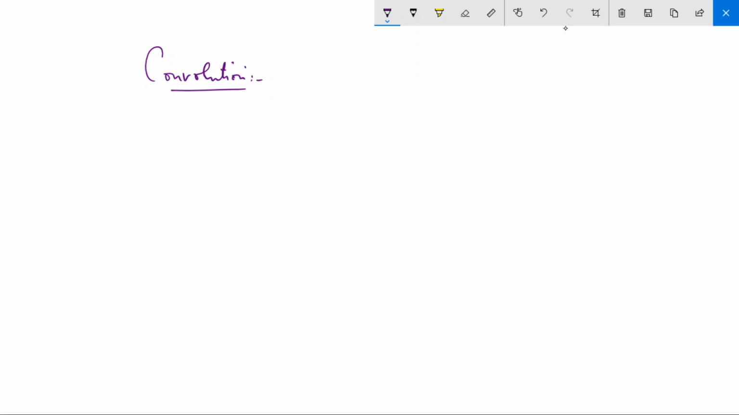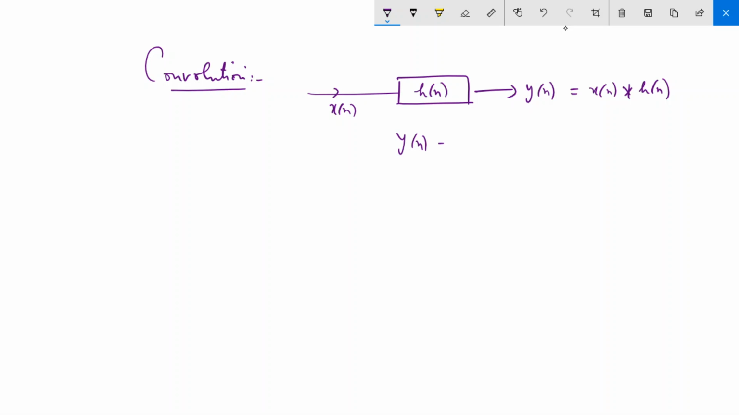Okay, in the previous class, we discussed how to compute the response of an LTI system using convolution, and we got an important relation: if you pass a sequence x[n] through a system which has impulse response h[n], the output y[n] is nothing but the convolution of x[n] with h[n]. Okay, and y[n] was given by this equation.